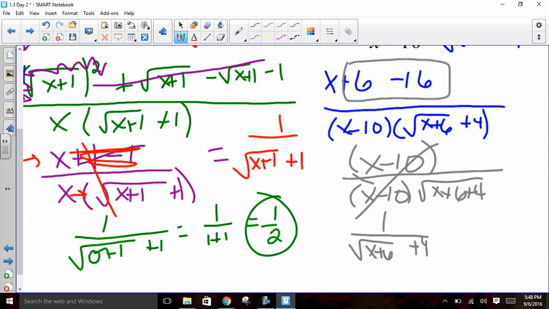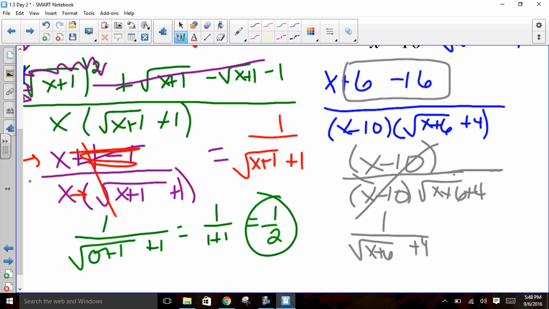Now, I know it looks terrible the way I just wrote that, so I'm going to fix it. That plus 4 is not under that square root, and I don't want you to assume it is, because it's not. The only number under that square root is that 6.